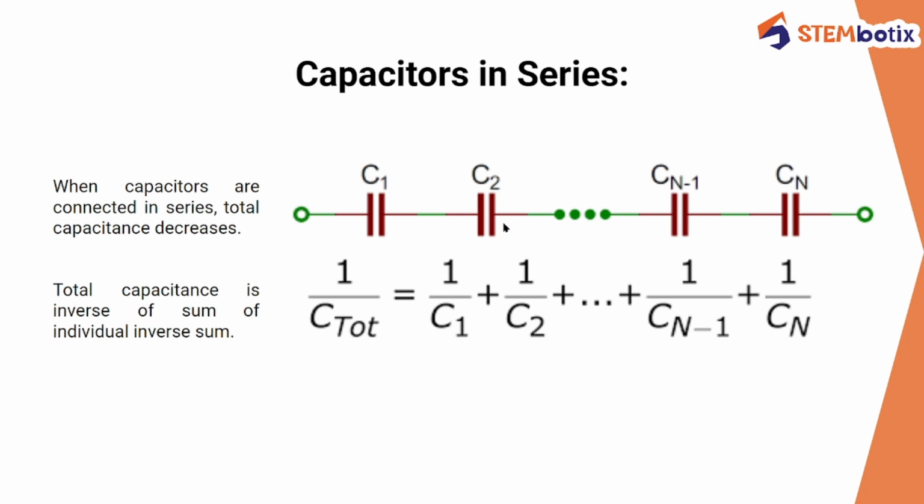When capacitors are connected in series, the total capacitance decreases. Why? Because the formula for C total, or effective capacitance, of n capacitors connected in series is equal to the inverse of the sum of the individual inverses, and hence the total or effective capacitance decreases.